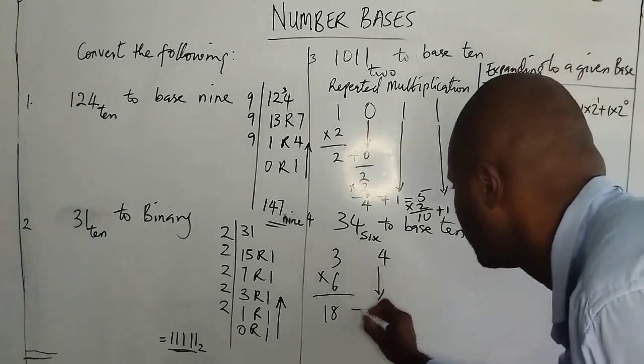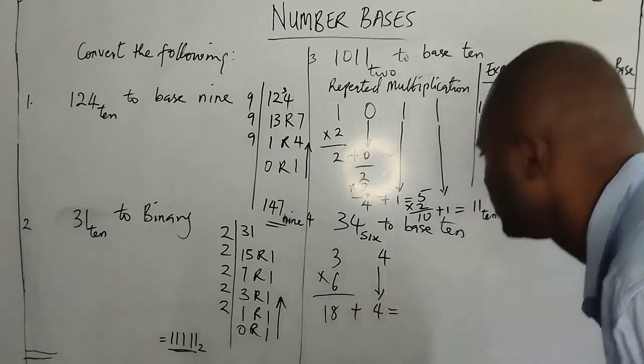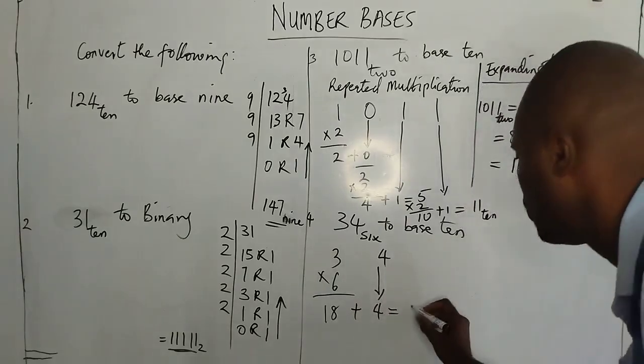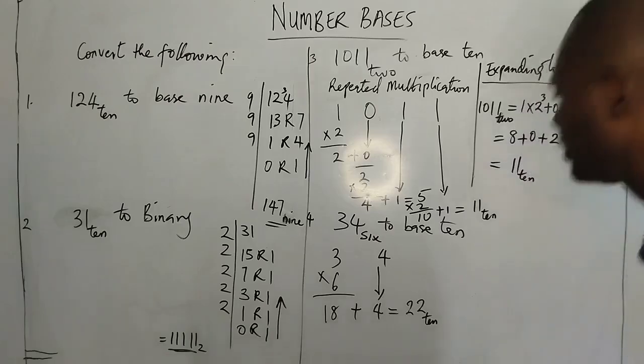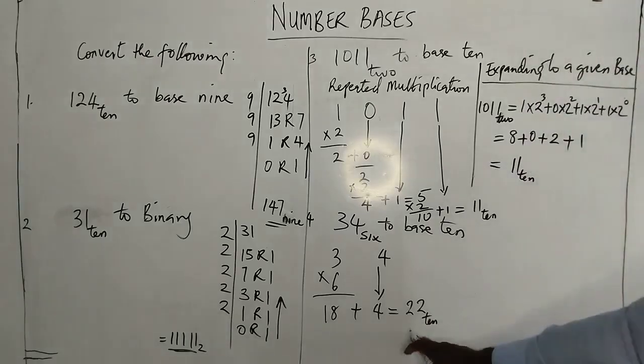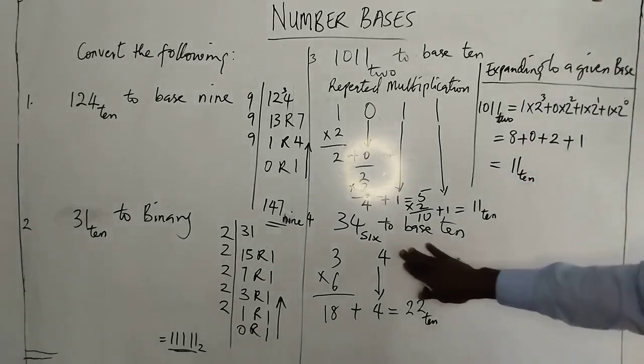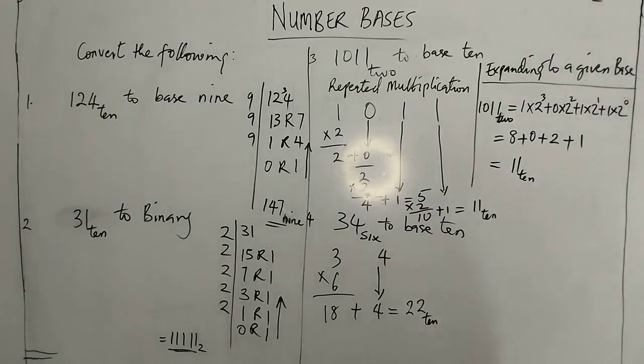You bring down and add. 18 plus 4 will give us 22. So 22 base 10. Will you multiply again? No, because there are no digits left.